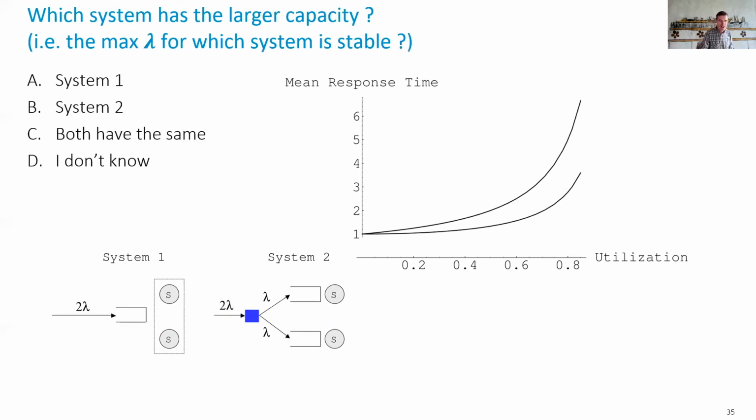In terms of capacity, which of the two systems has the larger capacity? The capacity is the max lambda for which the system is stable, which in practice will mean the max lambda for which the queuing does not become catastrophically large.